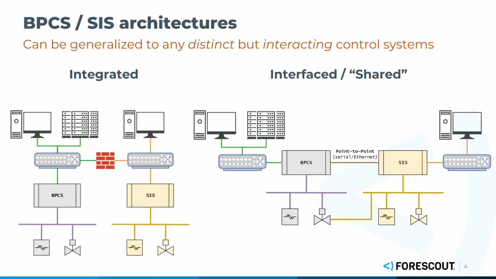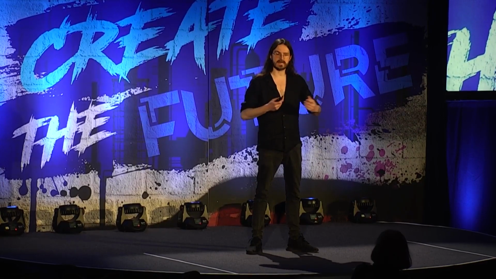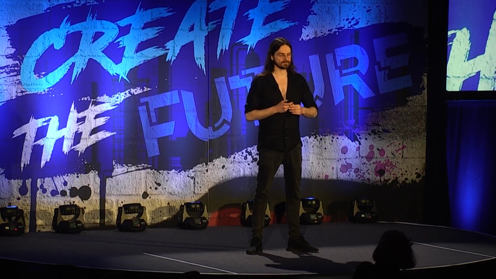On the left of the slide, you can see an increasingly common architecture where the BPCS and the SIS basically interact at a level above level 1, and this segmentation is typically done through regular firewalling. But another architecture you sometimes encounter is the so-called interfaced architecture, where the controller in the BPCS has a direct point-to-point link to the safety controller. And this can be a serial link, this can be an Ethernet link, but what matters is that it is a very restricted point-to-point link.